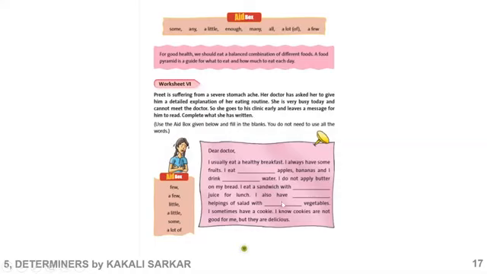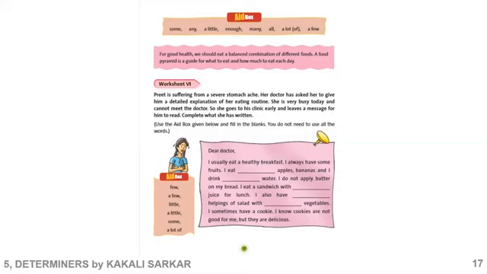So this is a message written by Preeti, which is incomplete. You can see some blanks are there. We have to put appropriate determiners in these blanks and we will take help from this aid box. In the aid box, you can see some determiners are written like few, a little, some, a lot of.